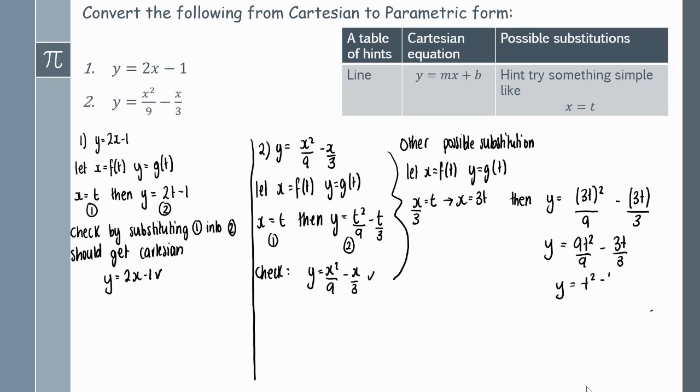This is nice, it will cancel, and I'll get a very simple equation. The 9's will cancel, I'll just be left with t squared. The 3's will cancel, I'll just have t. So I have y equals t squared minus t, and x equals 3t. Those two are my parametric equations. Again, you can check this result by putting x over 3 into your y equation, and hopefully you get back your original Cartesian, which we do.